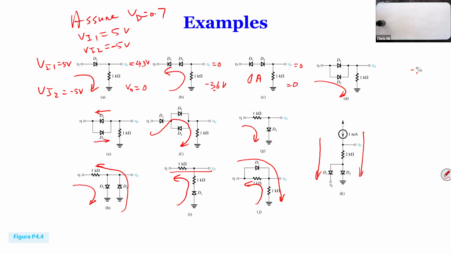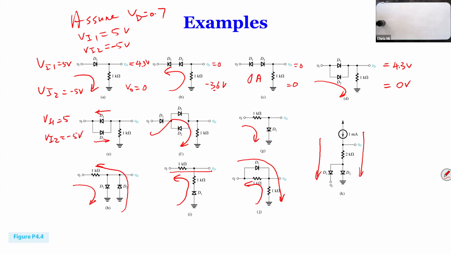And this one here, VO is going to be the same as the first one. So it's going to be the same as 4.3. Negative 0 volts, great. Okay, same thing here. We're going to say VI1 is 5 volts, VI2 is going to be minus 5 volts.